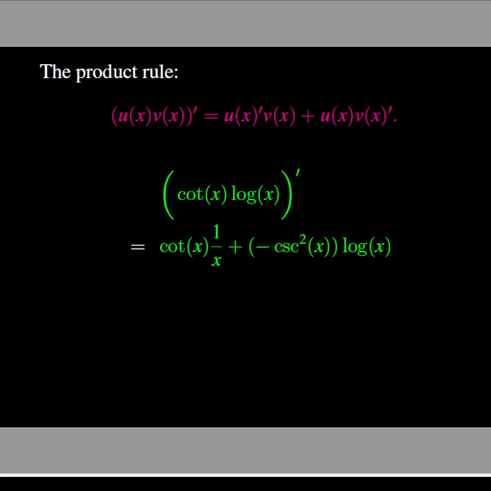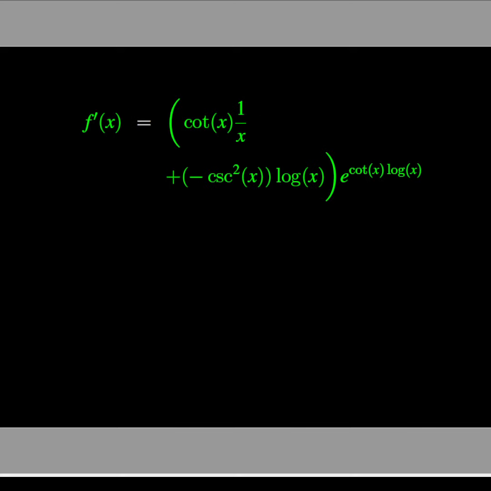In order to find the derivative of the quantity cotangent of x times logarithm of x, we need to use the product rule. In this case, the derivative is cotangent of x times the fraction 1 over x, plus negative cosecant square of x times logarithm of x. So we have the expression of f prime as follows.